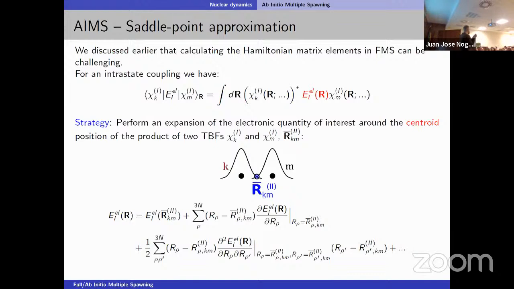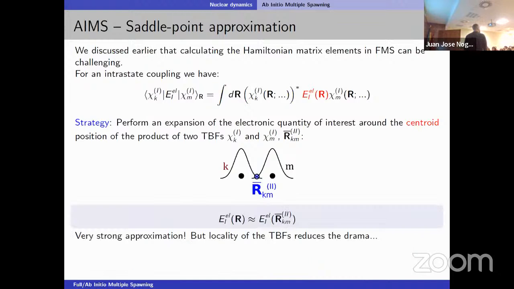Now comes the dirty trick. As my Gaussians are quite localized, I will consider that I can approximate this electronic energy at the centroid position by just the zero order term. So I remove everything else. What does it mean? It means that I will consider that my electronic energy is constant over the spread of my two Gaussians. Massive approximation, if you think about it.